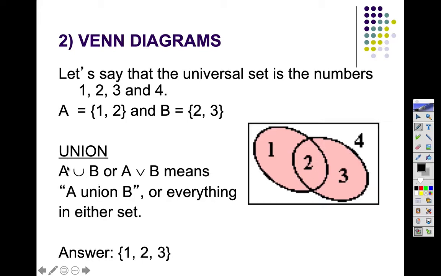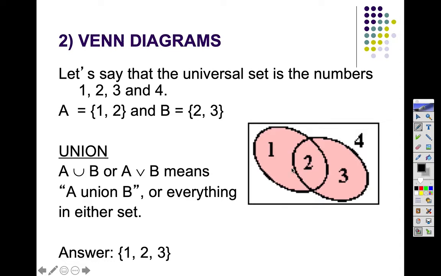So if I said, what is A union B? You can answer that two ways. You can answer it by saying this is the pink shaded region on the Venn diagram. You can shade what a union is. And the answer is, just like from yesterday, a 1, a 2, and a 3. So the answer is the set of 1, 2, and 3.